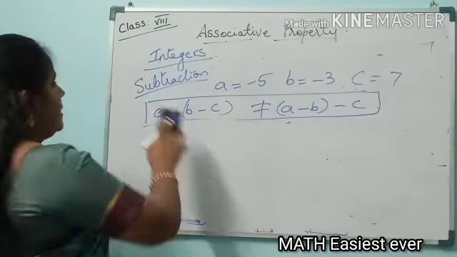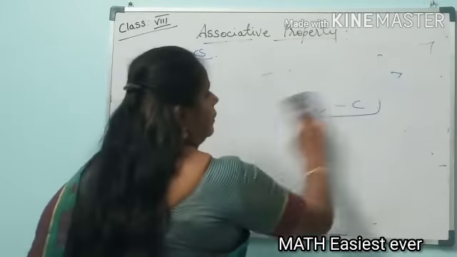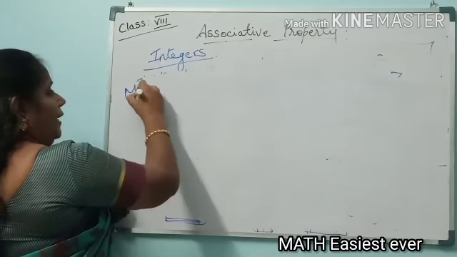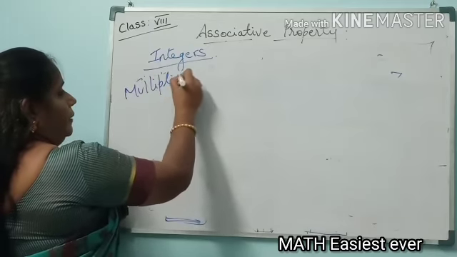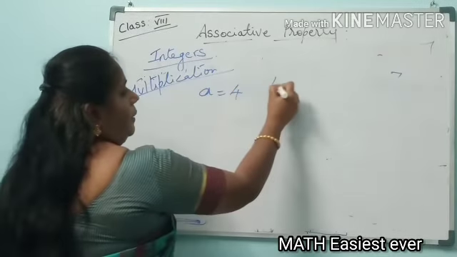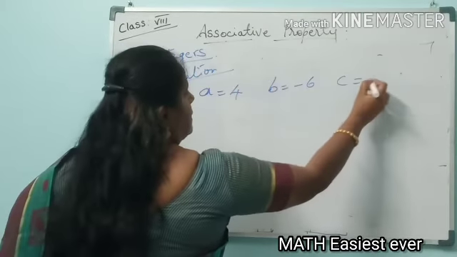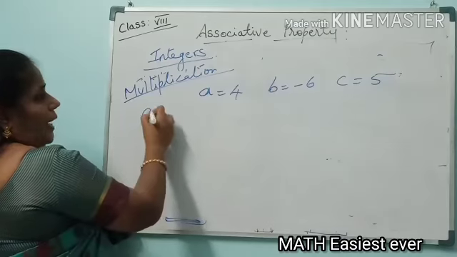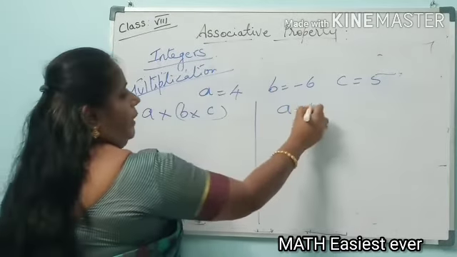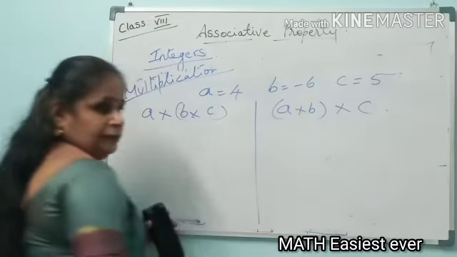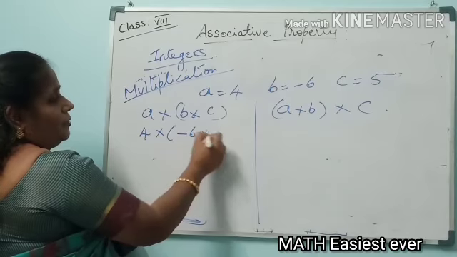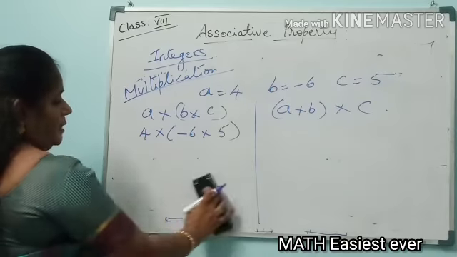Okay children, now let's go for multiplication. Take any three integers A, B and C. You can take either positive or negative integers and we do it. Now taking my A as 4, B as minus 6 and C as plus 5, what is A into B into C, and what is A into B into C with the other grouping? We'll check both. Now what is A? 4 into minus 6 into 5. Isn't it? B is minus 6 and C is 5.